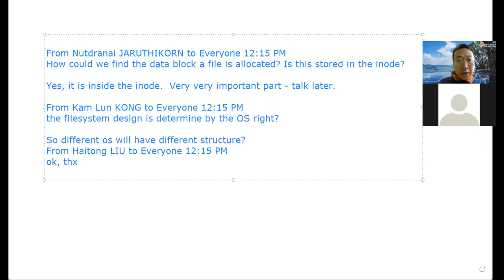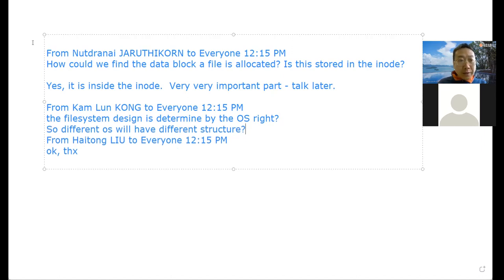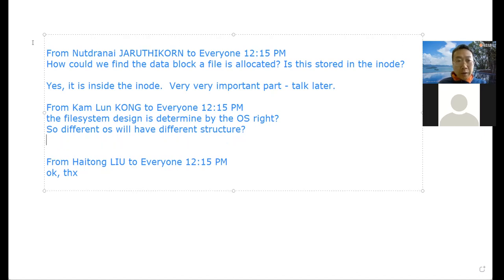The file system design is determined by the OS, so different systems will have different structures. Generally speaking, you are right: different operating systems may have different file systems.